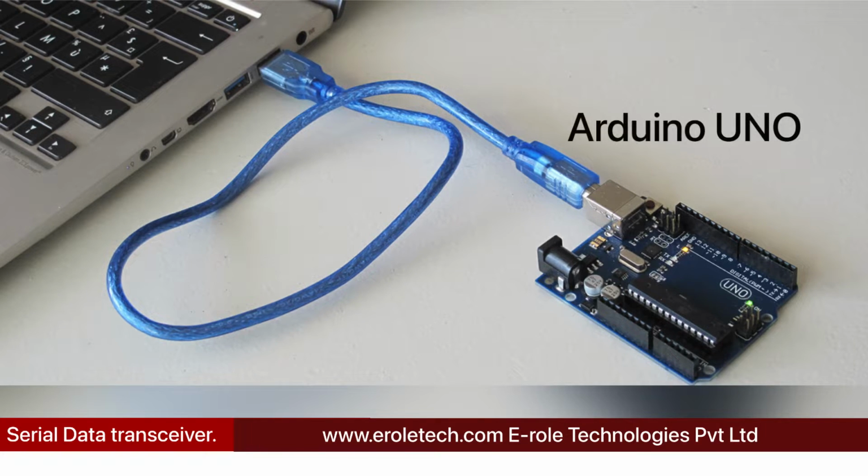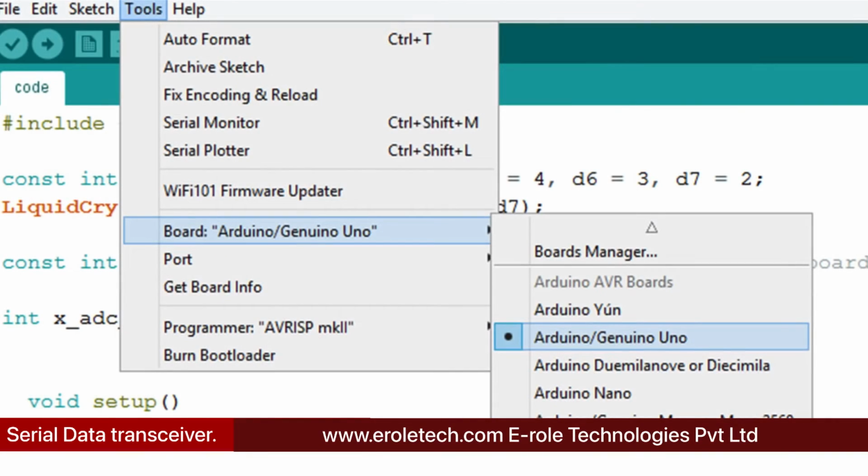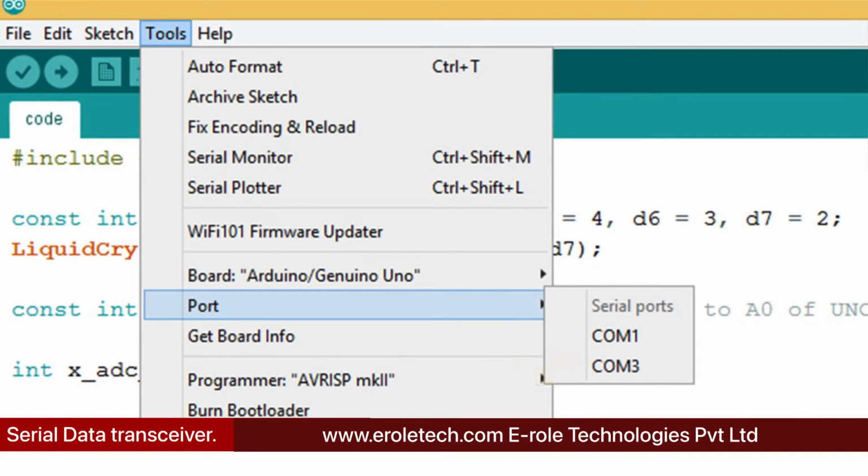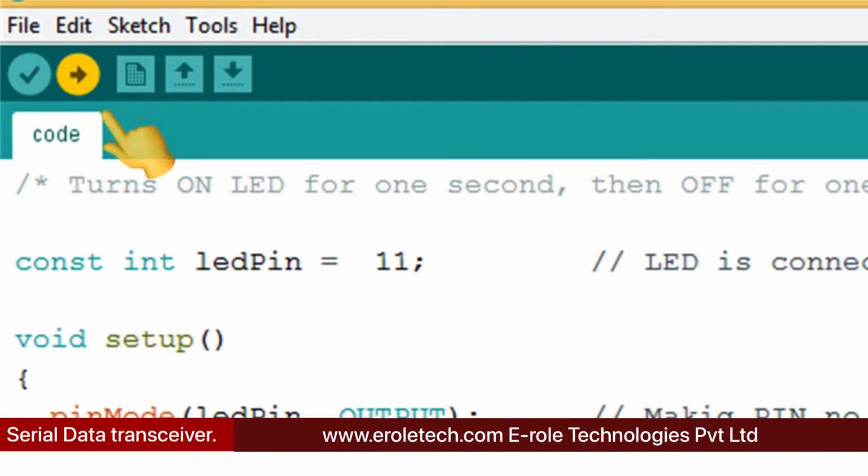For this, we will first connect the Arduino board to the USB port of our computer. Now we will go to the Tools menu and select Arduino Uno. Then, we will go to the port option and select the port at which Arduino is connected. Now, to transfer this code to our hardware, we will press this arrow button.